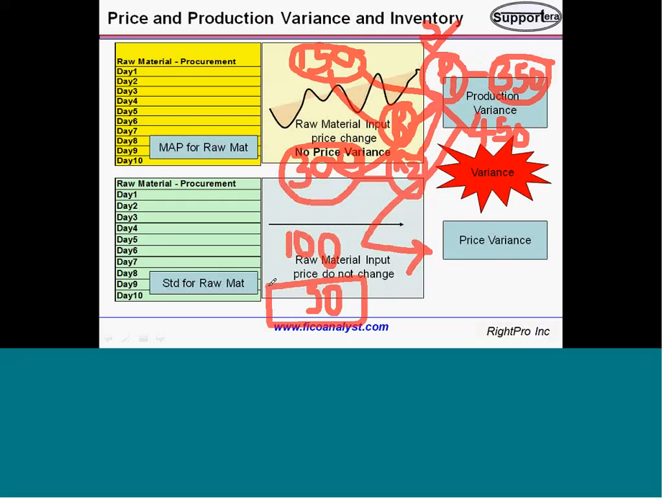Either way, if the prices are changing, whether you use this or this, you will have variance anyhow, because the standard you establish and the prices are changing. But what kind of variance is it? Is it a price variance or a production variance? If you are using standard, the price variance will be impacted, and if you are using moving average price, the production variance is impacted. So if you are impacted either way, it's better you use standard cost even for raw material, and deal with price variances separately.